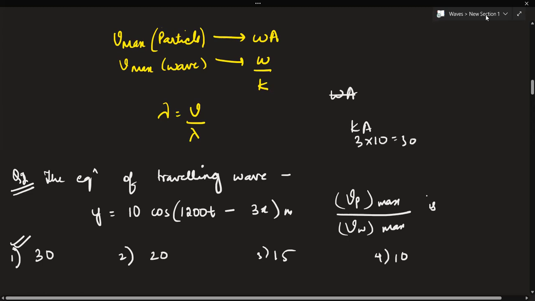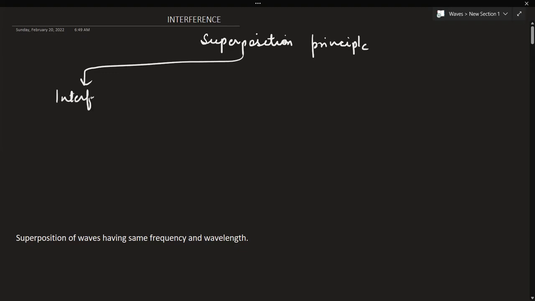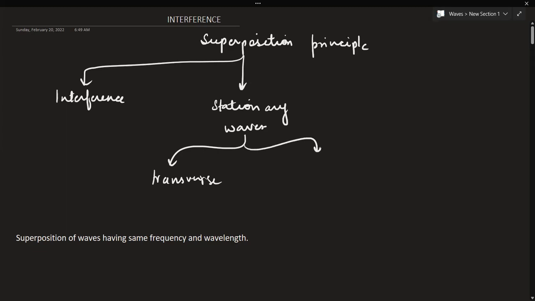This is fine. Okay. See, what all topics you have to understand is this. The first that comes is the superposition principle. In this we have three major topics. One we have is interference. The other is stationary waves or standing waves, both the types: the transverse waves that I have briefed you with, and the longitudinal wave. Apart from these two, interference and standing waves, what we have to cover is the formation of beats.